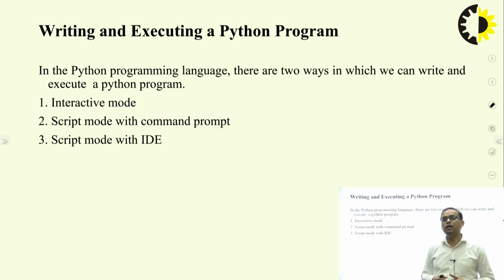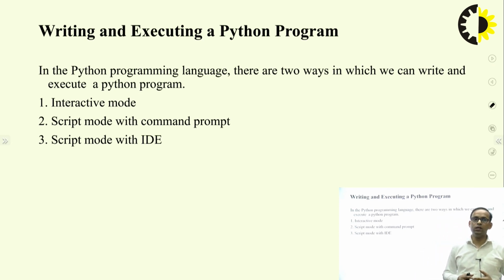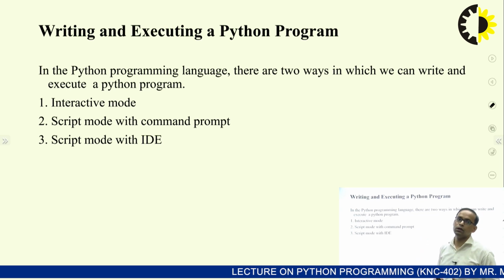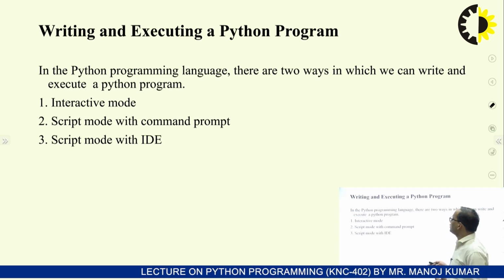Now let us discuss writing and executing a Python program. How can we write and execute a Python program? The Python programming language supports two types of mode. First one is the interactive mode, second one is the script mode. And again, we can use the script mode in two ways, with the command prompt and with an IDE. We will discuss all three methods in this lecture.